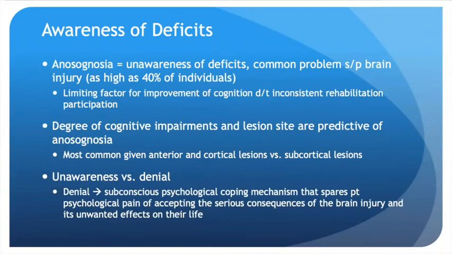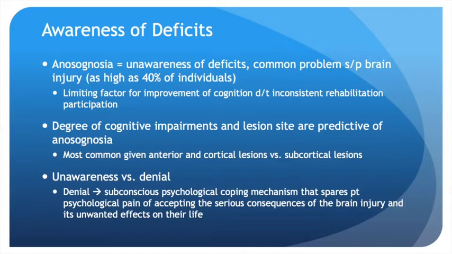Awareness of deficits. Anosognosia is a term that refers to one's unawareness of deficits. This is a very common problem after brain injury. So as high as 40% of individuals may experience anosognosia. This is a limiting factor for improvement of cognition, because if a patient is not aware of their deficits, you might have inconsistent participation. If you're not aware of the problem that you have, it's going to be hard for you to correct that problem, right?